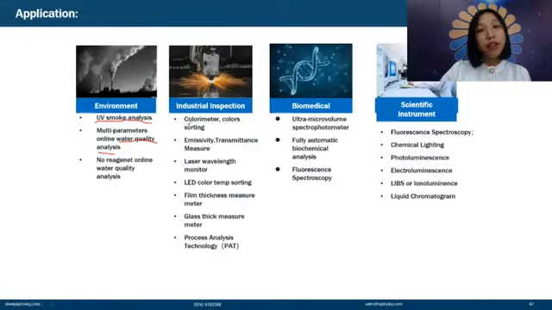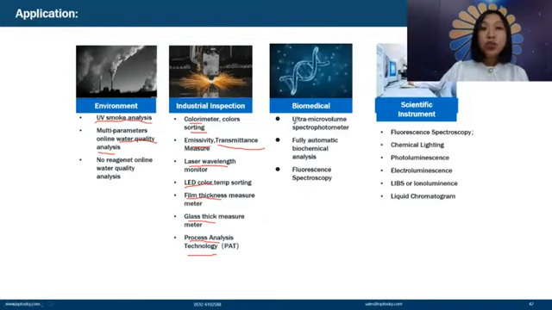And not to mention industrial inspection, we can inspect the colors to sort out the colors. We can measure the transmittance, emissions, and laser wavelengths monitor. We can measure LED color. We can measure film thickness, and we can measure glass thick, and also process analysis technologies for our application. And also we have a biomedical industry.